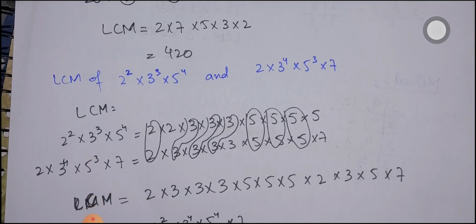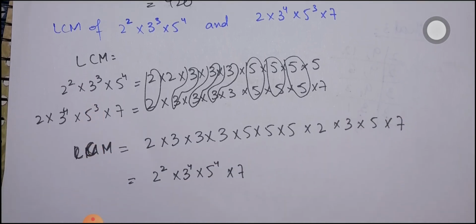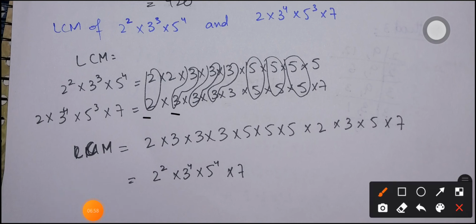Here is another question in which the prime factorization is already given to you. We will simply expand the terms. So 2 power 2 means 2 into 2, then 3 power 3 means we repeat 3 three times, then we repeat 5 four times, and then we find the common numbers. The common numbers are, you can see, 2, 3, 3, 3, 5, 5 and 5. That is 2 power 2, 3 power 3, 5 power 3.